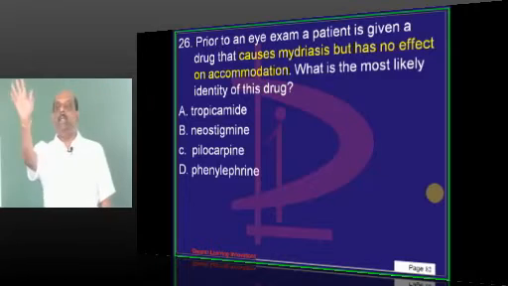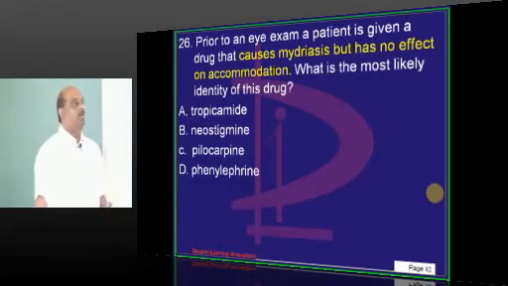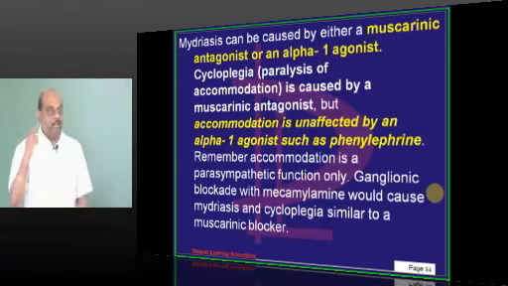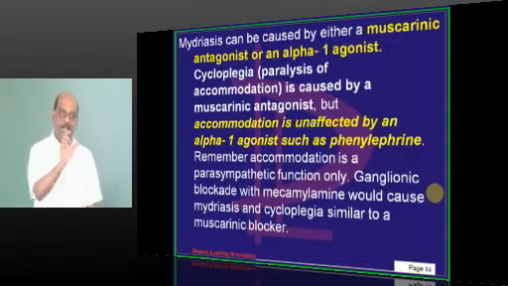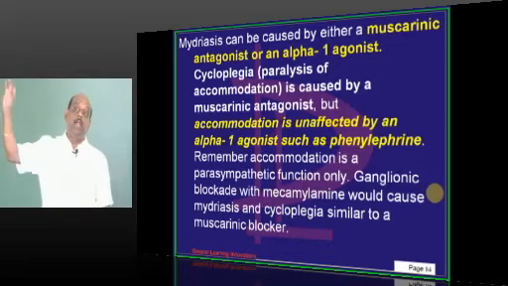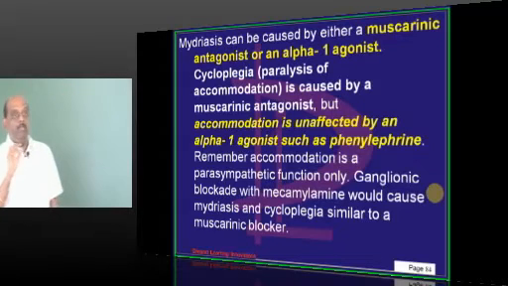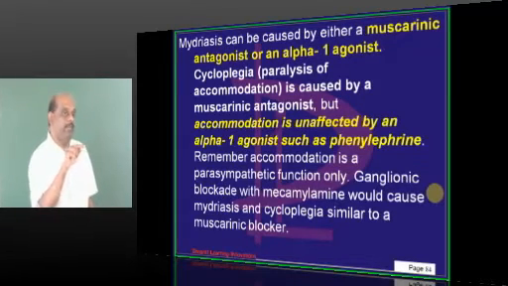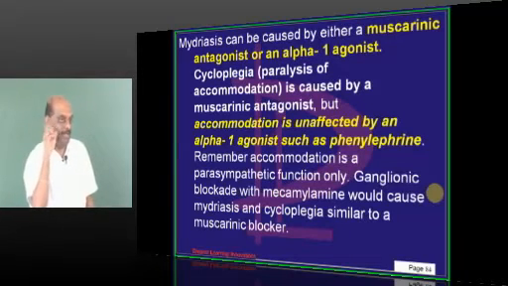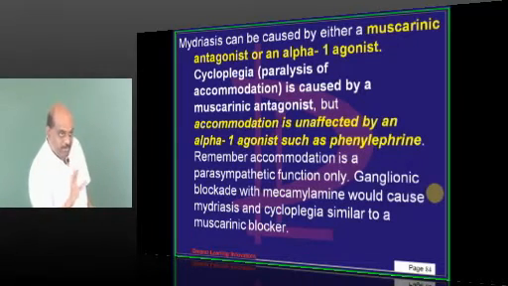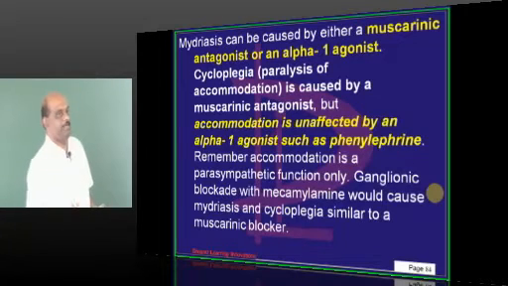Now, mydriasis should happen but no accommodation effect. Phenylephrine. What are the two types of drugs which can cause mydriasis, doctor? Either alpha 1 agonists, their stimulation should cause mydriasis, or antagonizing the cholinergic state, atropine, should cause mydriasis. But cholinergic supply is also there for our ciliary muscles, which are important for accommodation. If you paralyze acetylcholine, ciliary muscle also gets affected. So accommodation also gets affected. But if you produce mydriasis by stimulating alpha 1, which is the sympathetic system, it has no influence on ciliary muscles. So we use phenylephrine.